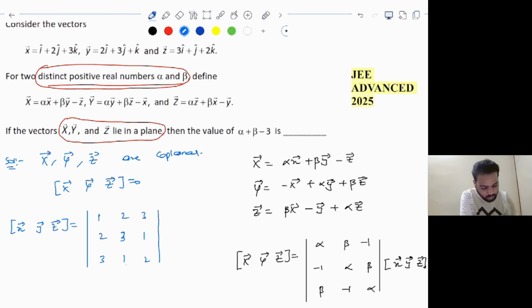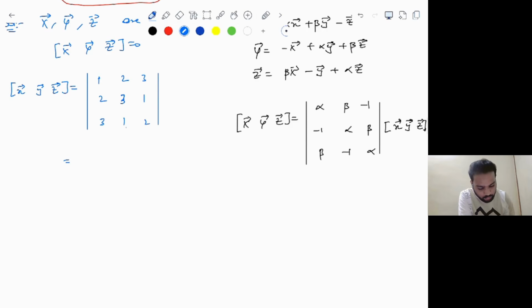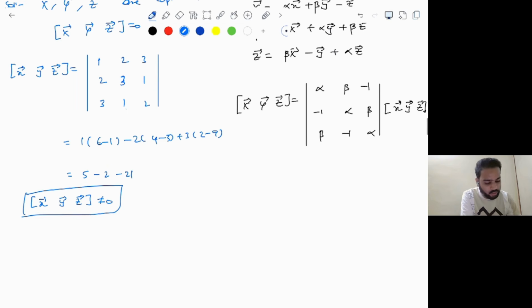Now, let's try to expand the determinant here and find this value. So this is equal to 1 into 6 minus 1, minus 2 into 4 minus 3, and plus 3 into 2 minus 9. So which will be 5 minus 2 minus 21. Okay, so which is clearly not equal to 0. We just need to make sure this is not equal to 0. Because when you write this value here, we are trying to make sure the box of capital X, capital Y, capital Z is equal to 0 here, right?